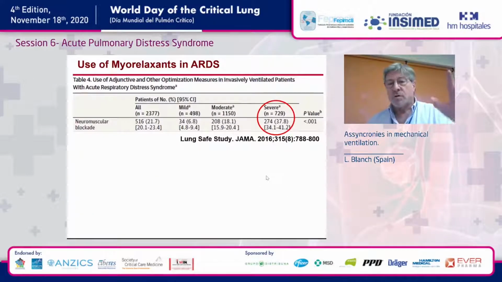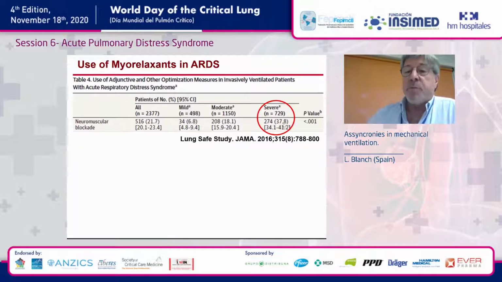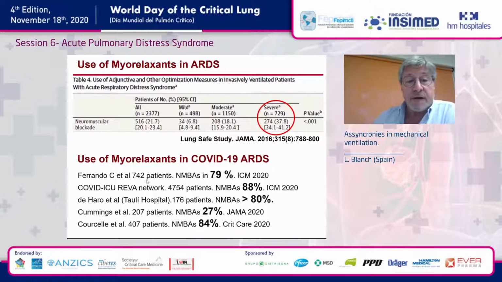So just to conclude, the LungSafe study tells us that in a huge cohort of ARDS patients before COVID, paralysis or muscle relaxants was used in 37.8% of the patients. But in the COVID series, Ferrando in Spain, 79; the French paper that is now in Intensive Care Medicine, 88 in almost 5,000 patients. In my institution, more than 80%.